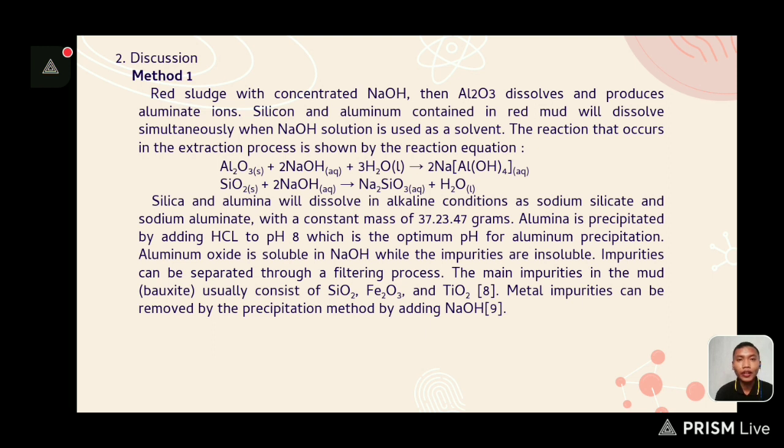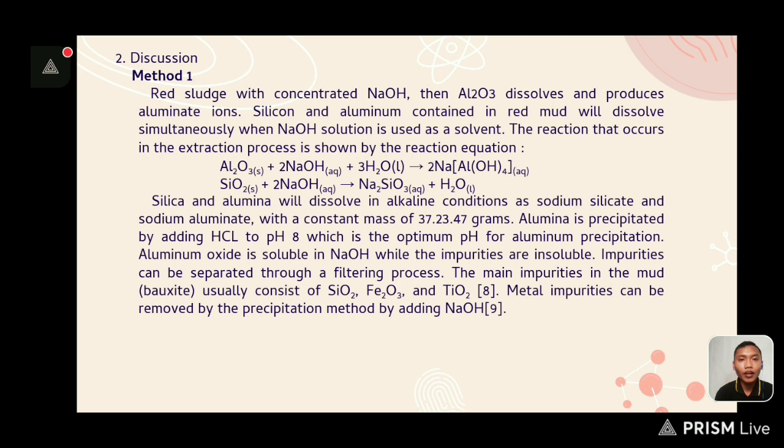Next, discussion. Method 1: red mud is treated with concentrated NaOH, then Al2O3 dissolves and produces aluminate ions. Silicon and aluminum contained in red mud will dissolve simultaneously when NaOH solution is used as a solvent.